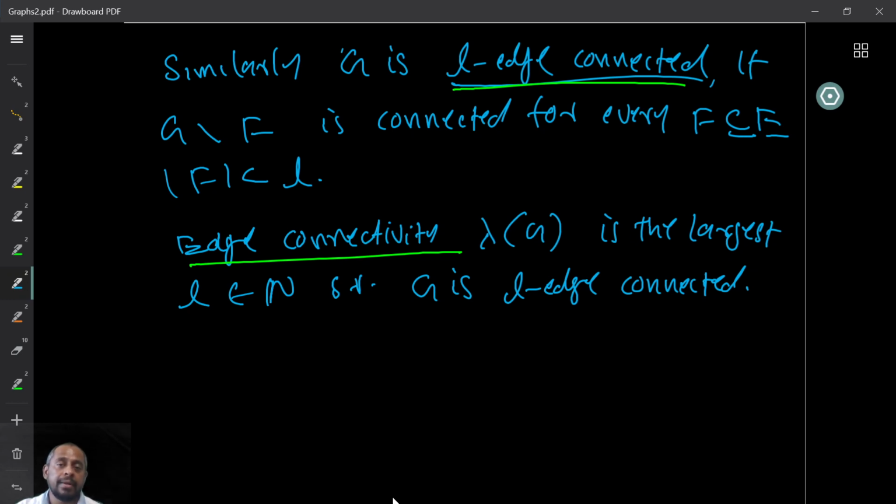Now, similarly, we can define edge connectivity. A graph is L-edge-connected if G minus F is connected for every subset F of edges with cardinality strictly less than L. So by removing fewer than L edges, you cannot disconnect the graph; then it is L-edge-connected. And the edge connectivity lambda is the largest L for which G is L-edge-connected.